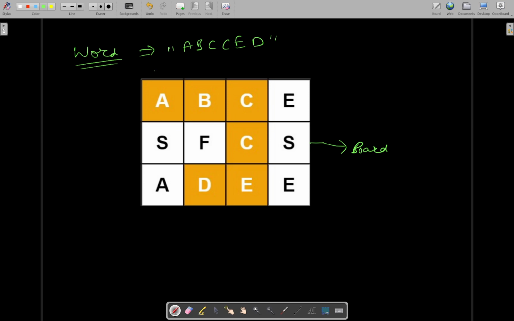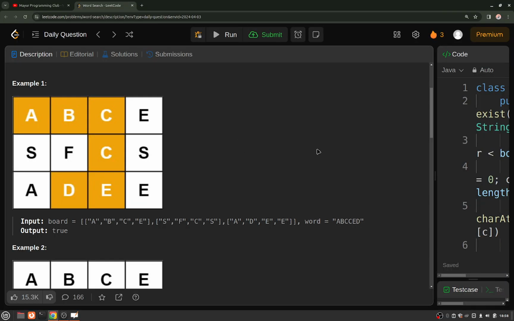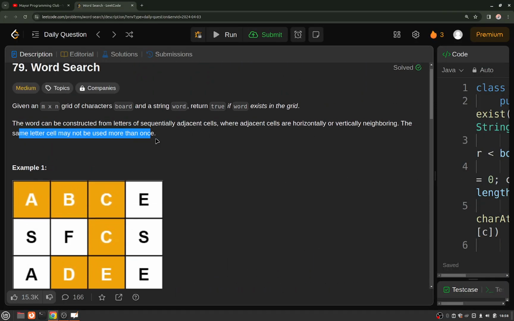The cells that you can use should be sequentially adjacent, and adjacency is valid in 4 directions. So let's say this is the cell which you are at currently. Okay, this cell, so you can move in either of these directions. So if you are at F, then you can move in this direction, this direction, this direction, and this direction. Okay, left, right, up and down. Okay, horizontally and vertically.